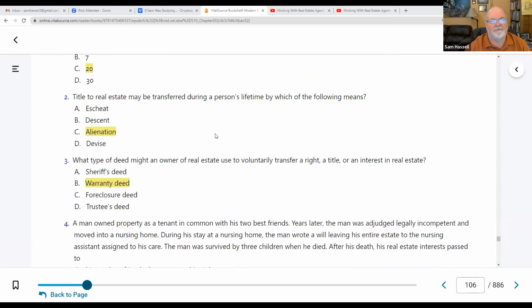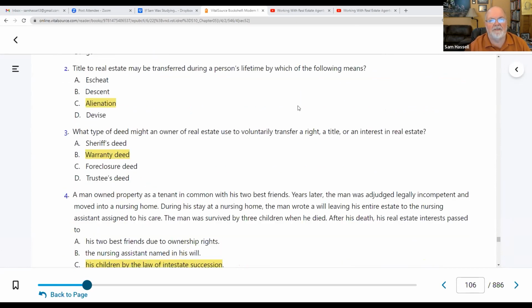Okay, number 2. Title to real estate may be transferred during a person's lifetime by which of the following means? Okay, well, escheat is when the government takes your property when they can't find heirs. Okay, descent is when you die, so it's not during your lifetime. And the device is your will, so that's not during your lifetime.